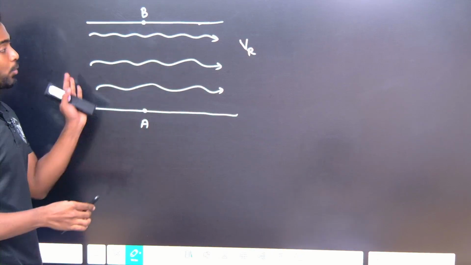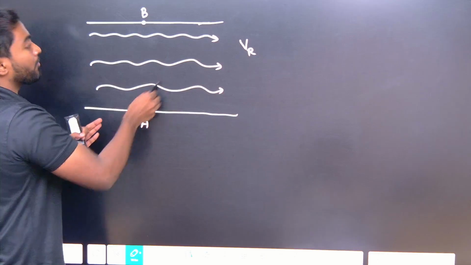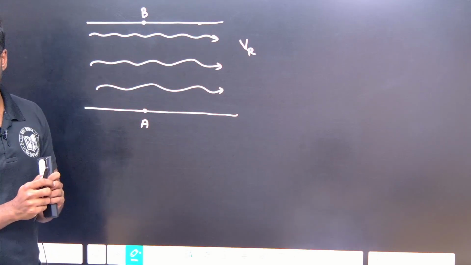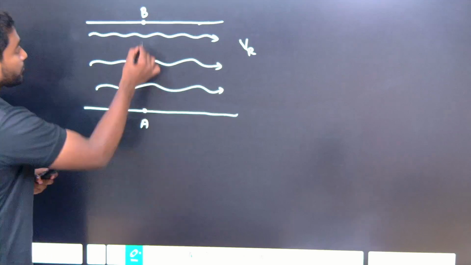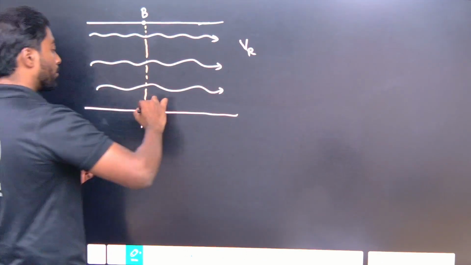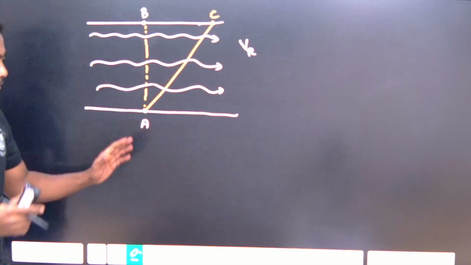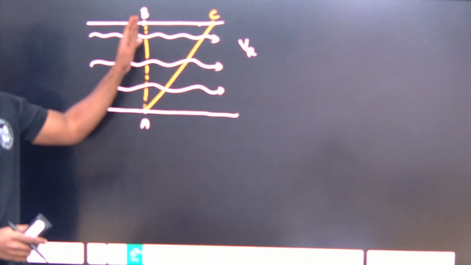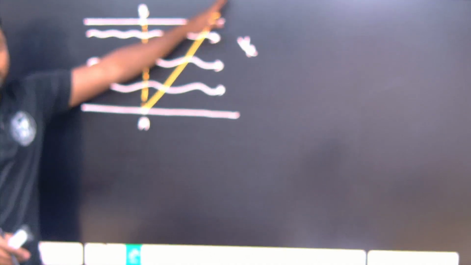What happens due to the river flow? It will go at some angle, right? Let me write that. If a person starts in this direction, it will go to point C. The person wants to go from point A to point B, but when he starts going, due to the river flow, he is going to point C.